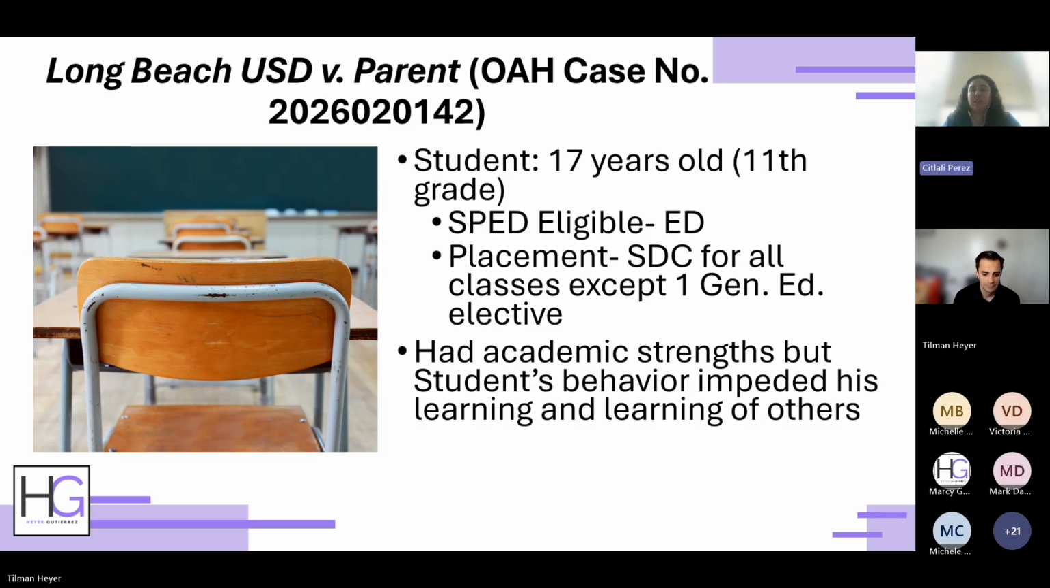And there were two issues here. The district says that the first one is that the student presents he is likely to seriously injure himself or others. And the second was that their IAES placement was appropriate for him. May I have the next slide, please?